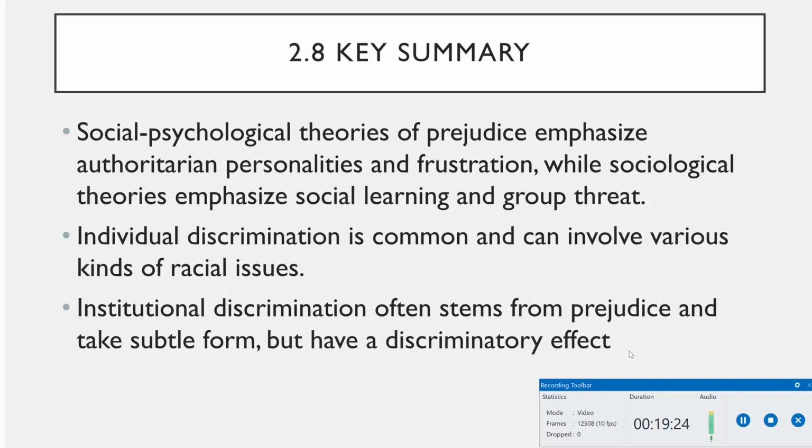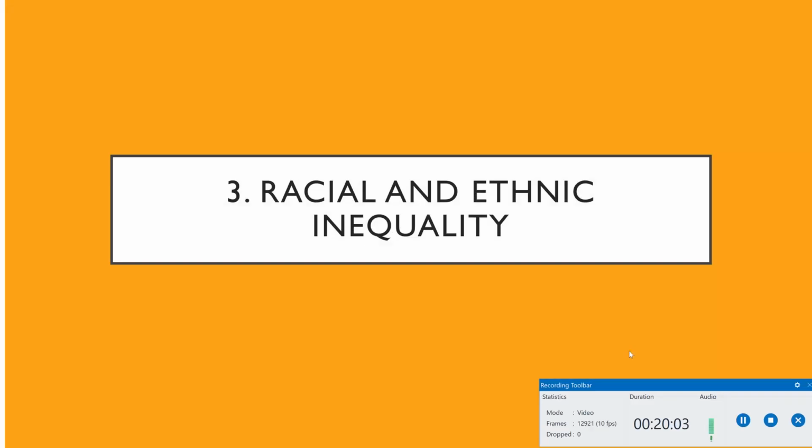So social psychological theories of prejudice emphasize the mental development process, such as authoritarian personalities and frustration. But sociological theories emphasize social learning as a socialization process through family, peer group, or social media, and group threat is based on the competition level and kind of competitors in other races. So individual discrimination is a common one we can face in daily life, and institutional discrimination is a bigger one, stemming from prejudice, and found in other places in the world.